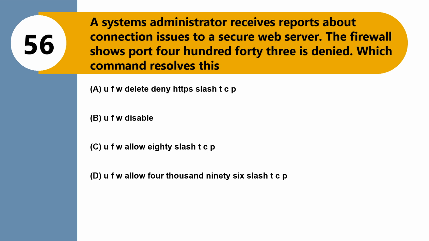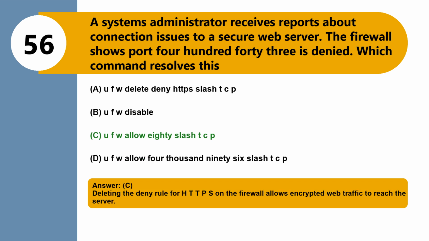Question 56. A systems administrator receives reports about connection issues to a secure web server. The firewall shows port 443 is denied. Which command resolves this? Option A, UFW delete deny HTTPS/TCP. Option B, UFW disable. Option C, UFW allow 80/TCP. Option D, UFW allow 4096/TCP. The correct answer is option C, UFW allow 80/TCP. Deleting the deny rule for HTTPS on the firewall allows encrypted web traffic to reach the server.